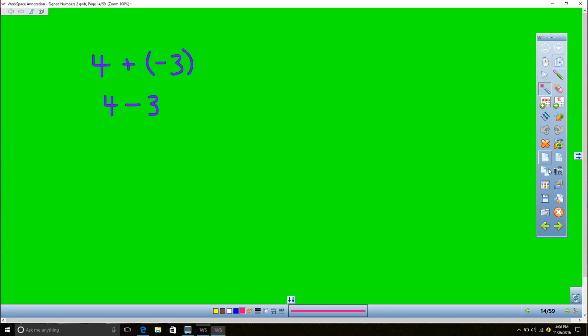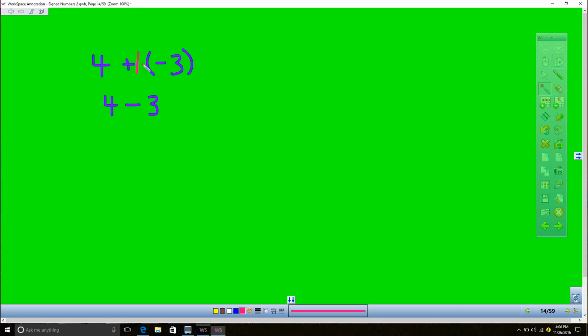Another way to think about this problem is to realize that this problem is really two problems in one. After the plus, I can put a 1 times. This problem is really 4 plus 1 times -3.